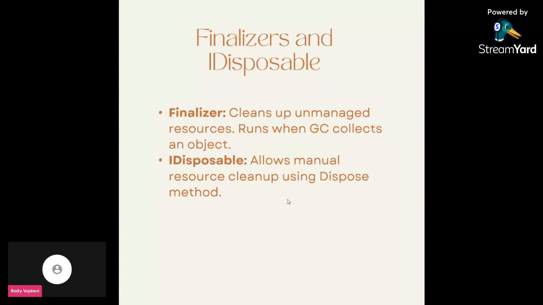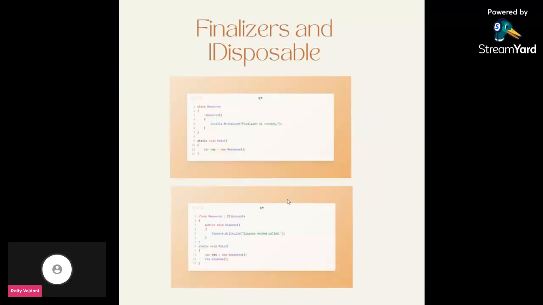And here we have some examples. Here we are taking control of the cleanup by calling Dispose directly. If possible, always use IDisposable because you control when cleanup happens, and avoid relying on a finalizer because they are slow and unpredictable.